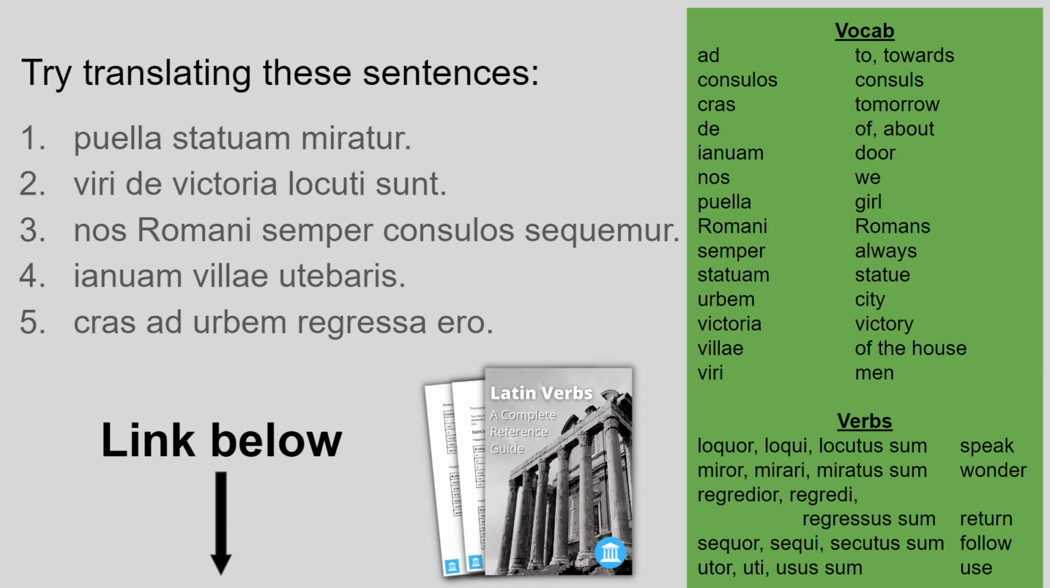Number 5, cras ad urbem regressa ero. The deponent here is formed from the perfect stem and the verb to be in the future tense, and this makes it a future perfect. So the sentence means I will have returned to the city tomorrow.